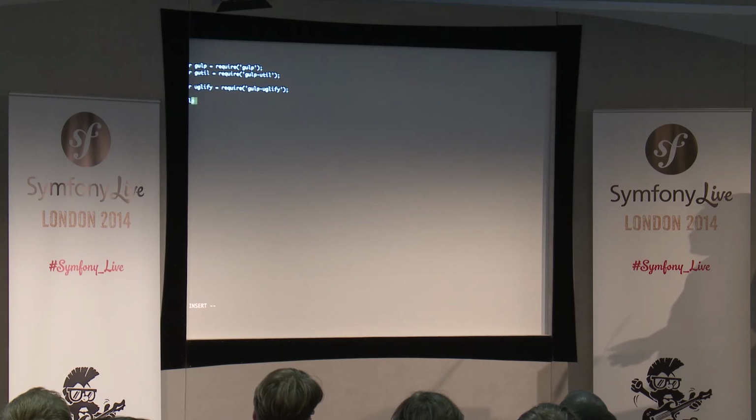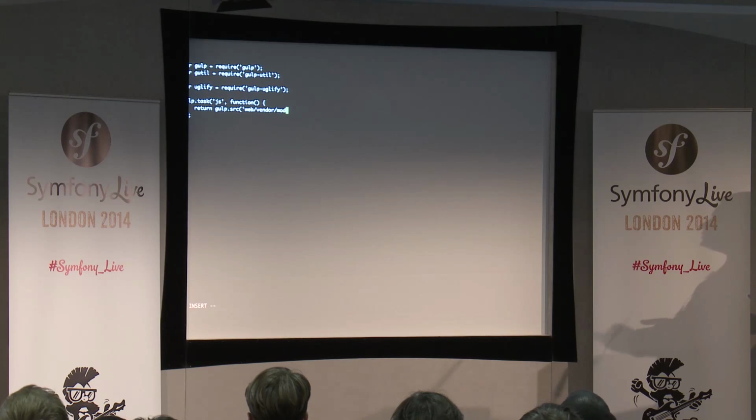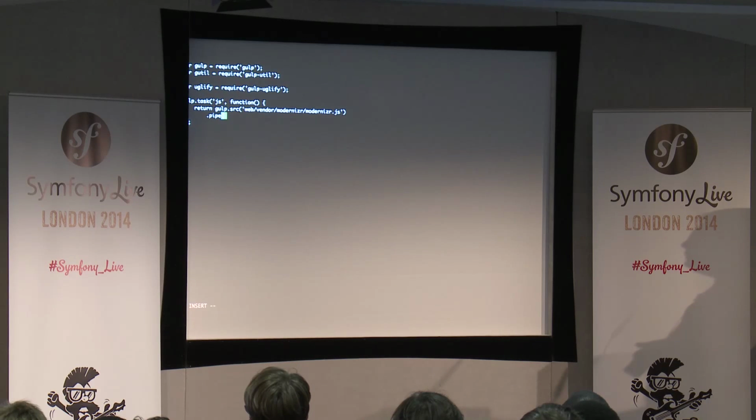And then you have tasks. So we're going to set up a JavaScript task, which is just going to be responsible for minifying JavaScript. You give that an anonymous function. So you get a gulp.src, which is wherever you want. So for this example, web/vendor/modernizr/modernizr.js. You then pipe that through the Uglify.